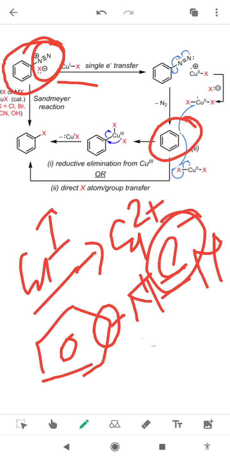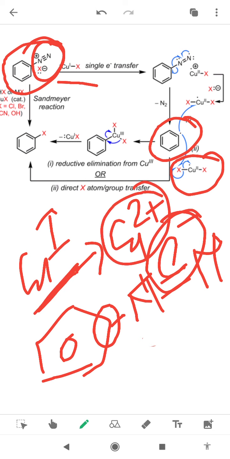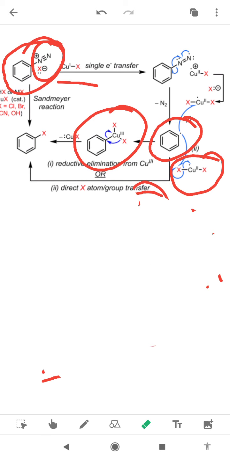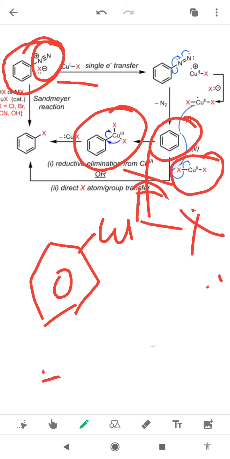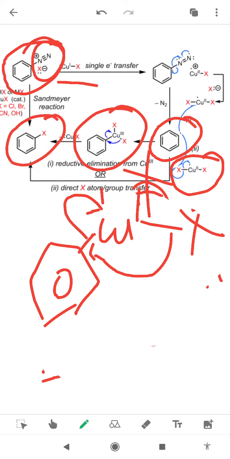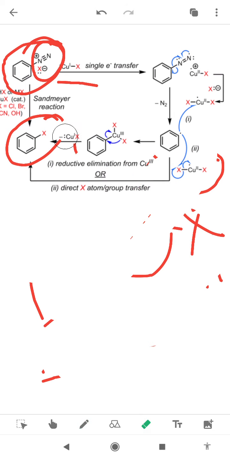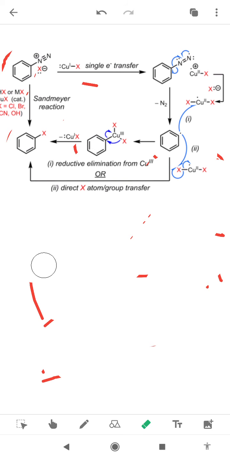The benzene free radical species reacts with the copper second salt. Why? Because the copper first salt donates the electron and converts into copper second. Then the copper second salt reacts with the benzene free radical species and forms a species like this. But now this bond is shifted toward copper, and this Cu-X bond shifts to carbon, and after this process we obtain aryl halide, right? So this is the detailed mechanism of the Sandmeyer reaction, which proceeds via the free radical substitution pathway.